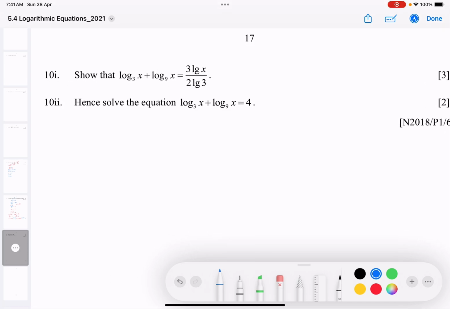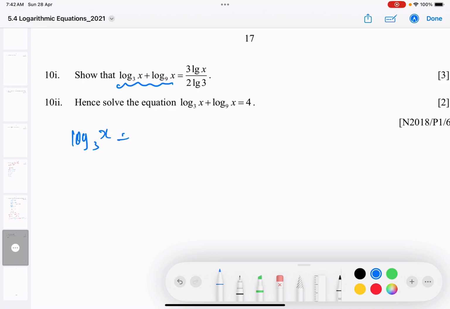Show that log base 3 of x plus log base 9 of x is equal to log base 10 of x over 2 log base 10 of 3. If I want to show this, that means I need to work on the left hand side. I need to manipulate this until it becomes this. Alright, so let us quickly do that.